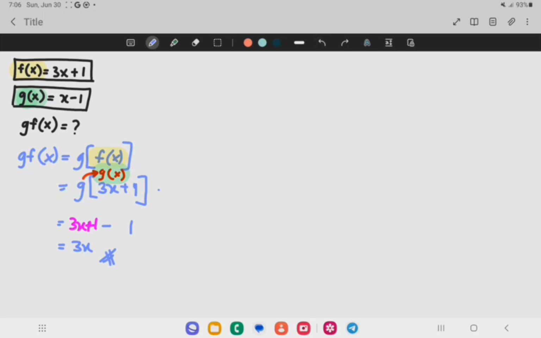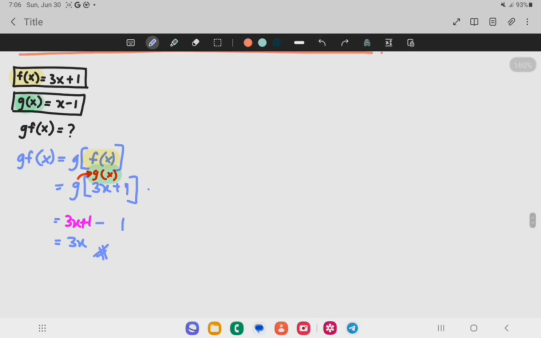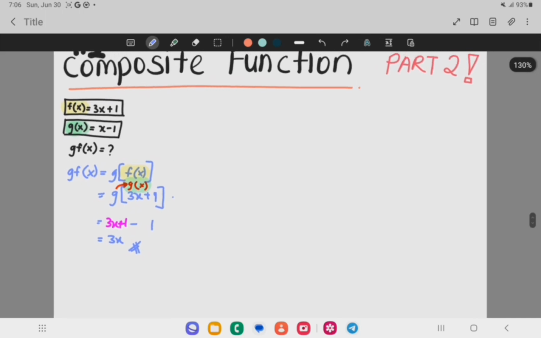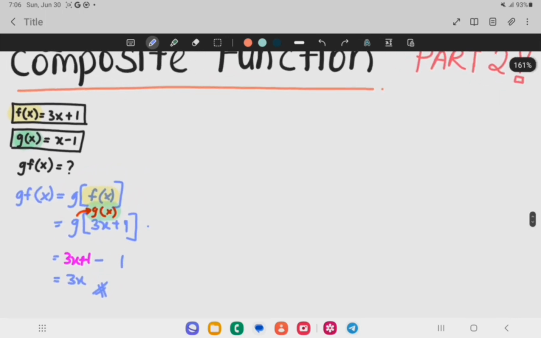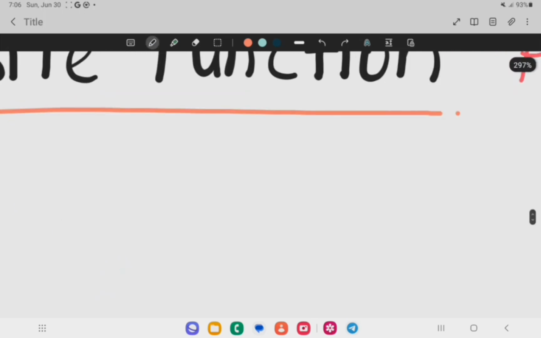Okay, so this is what I've taught you in the previous video. Now let's get into the content of today's video. You already understand this one, right? When two single functions are given, how to find the composite function. Now, what if the composite function is given to you and then you are required to find the single function? So this is the question now.